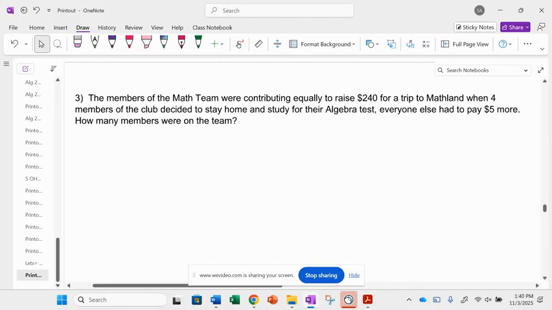So it says the members of the math team were contributing equally to raise $240 for a trip to Mathland. When 4 members of the club decided to stay home and study for their algebra test, everyone else had to pay $5 more. How many members were on the team? So I'm going to let X equal members.